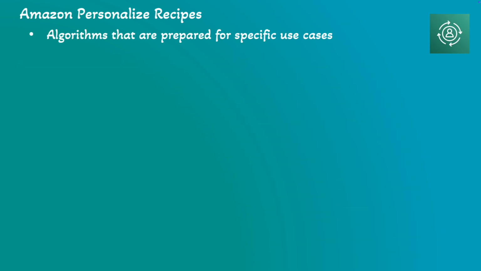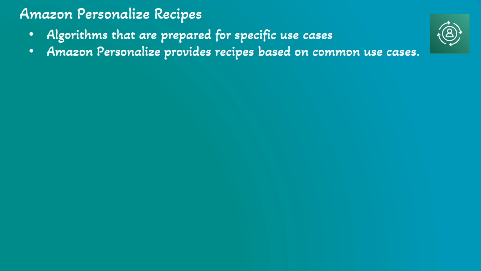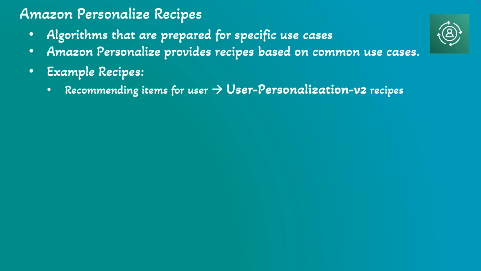Now let's review Amazon Personalize recipes. Recipes are Amazon Personalize pre-built algorithms that are prepared for specific use cases. Here are some example recipes. If you want to create recommendations for users, you can use the User-Personalization-v2 recipe. If you want to create recommendations of similar items, the recipe name is Similar-Items.